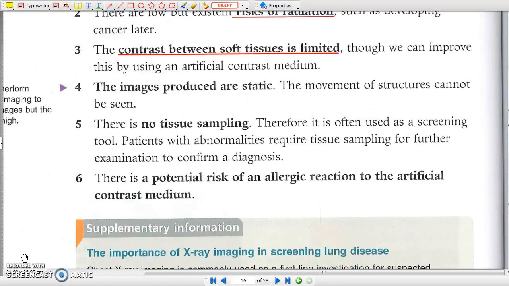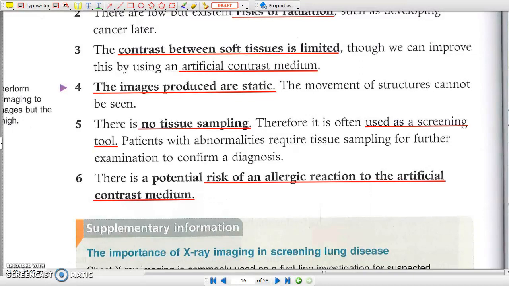And X-ray images are static images, which is a single snapshot. Unlike endoscope, X-ray images do not provide real-time video for examination, and tissue sampling is not allowed there. Nevertheless, X-ray imaging is still often used as a screening tool. Lastly, there's still a small chance of allergic reaction due to the artificial contrast medium.